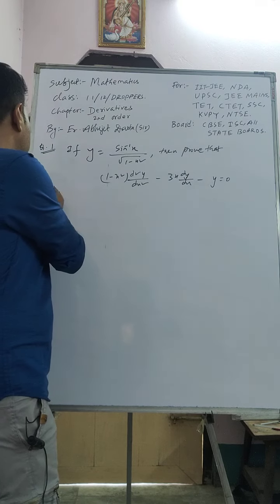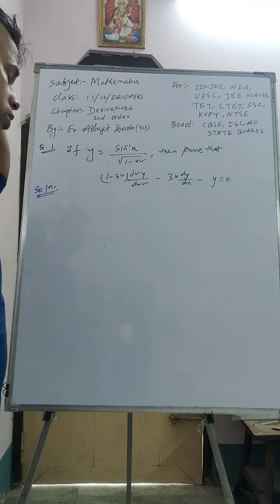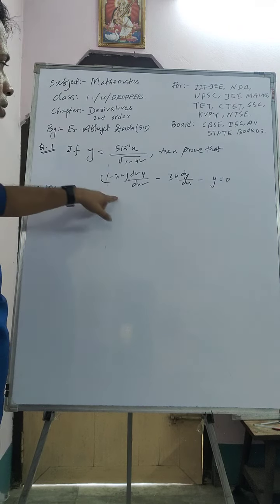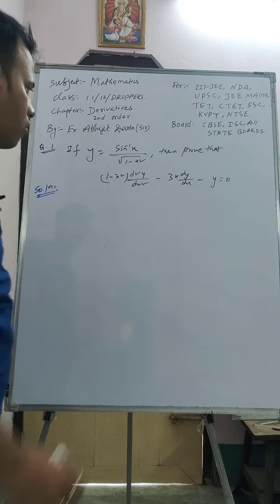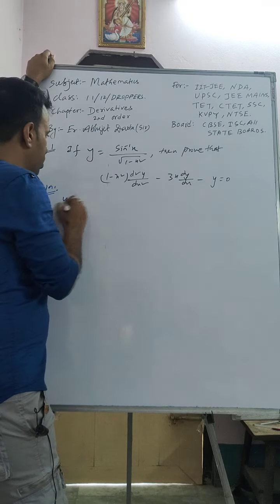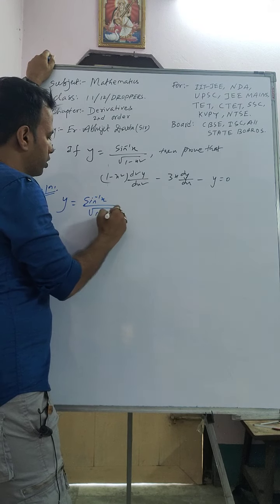So let's try. The question is like that: if y equal to sin inverse x root over 1 minus x square, then prove that (1 minus x square) d square y by dx square minus 3x dy by dx minus y equal to how much? So I take y equal to sin inverse x root over 1 minus x square.